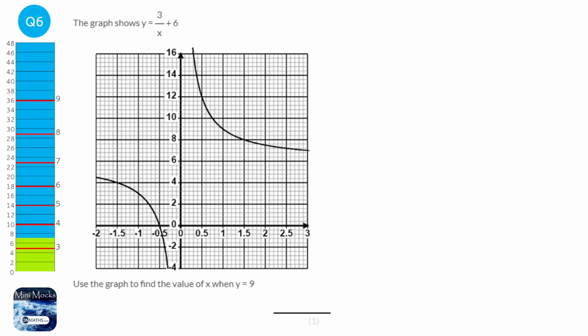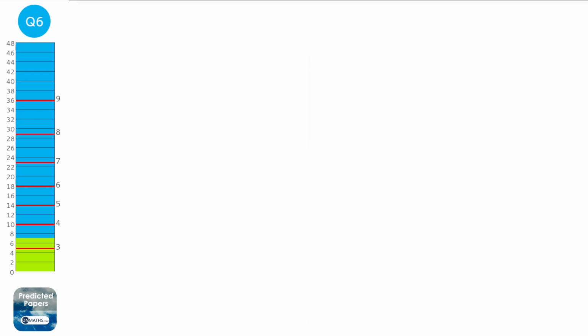So we're going to first of all work out where 9 is on the y-axis. Well, we've got 8 here and 10 here, so 9 will be halfway in between. What we're going to do now is just draw a line across at 9, and then wait until it hits the line, and then we're going to draw a line down, and you can see here that x is 1. So our answer is that x equals 1.